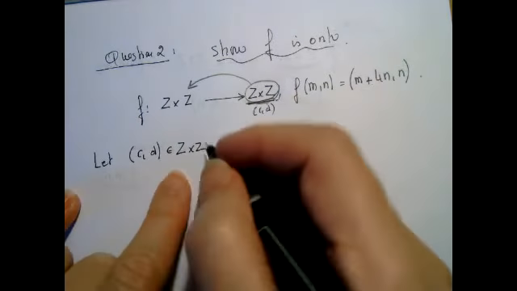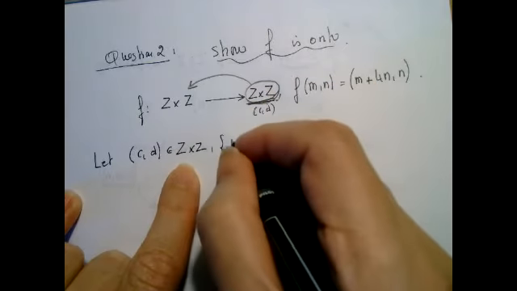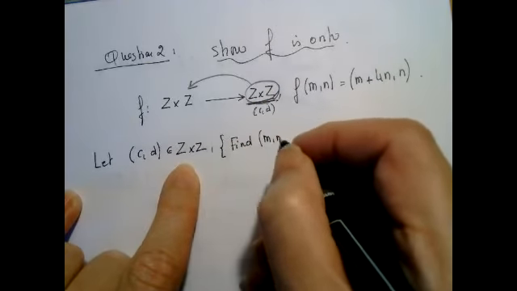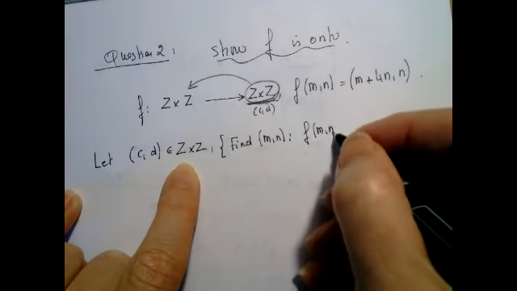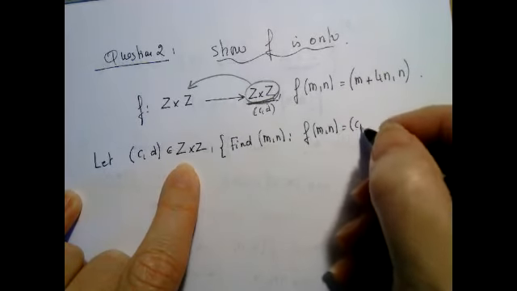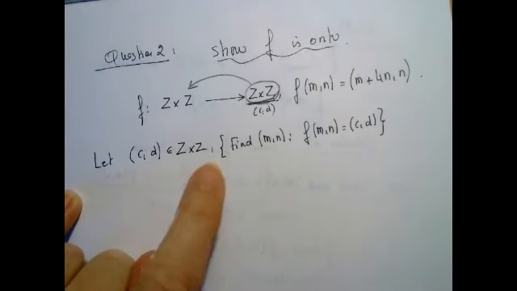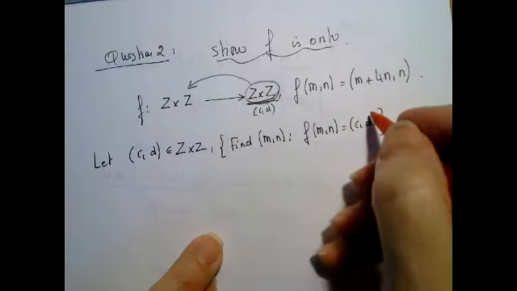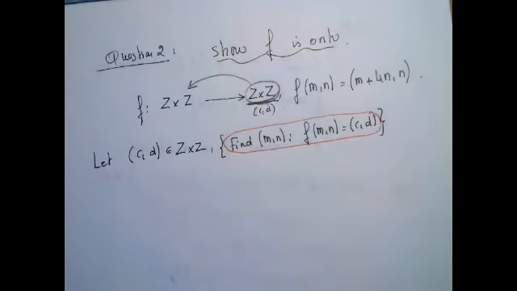What do we have to show? We have to find (m, n). You have to give me what m and n are such that f maps (m, n) into (c, d), no matter what c is and no matter what d is. You have to give me the (m, n). That's really my goal here. So I put that in red. That's what I'm really heading toward.